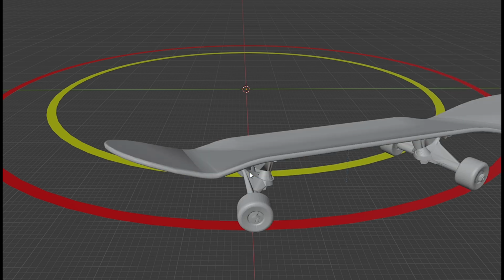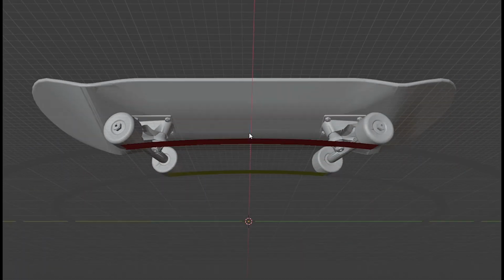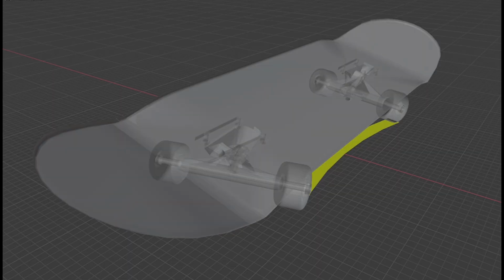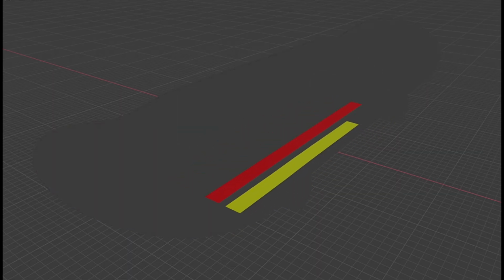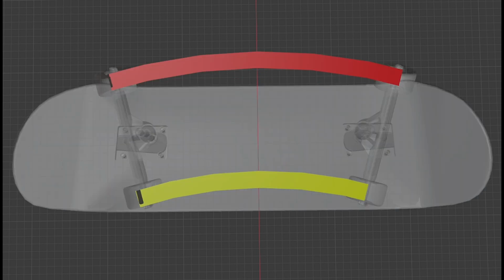So instead of going forward, the board takes a turn in an arc. This is caused by the difference in travel distances of inner wheels and outer wheels. In this case, you can see the inner wheel's travel distance, described in yellow, is shorter than that of outer wheels in red.